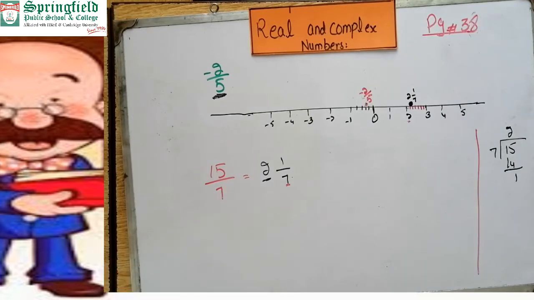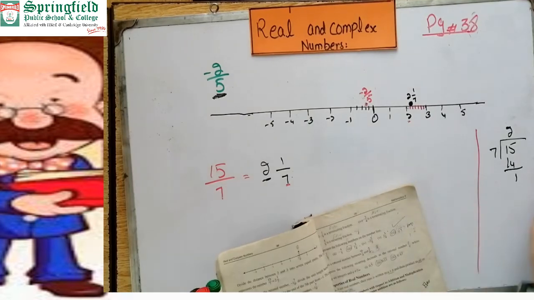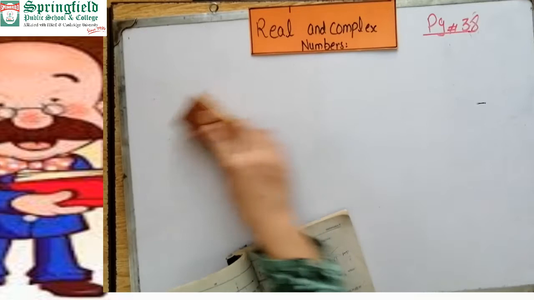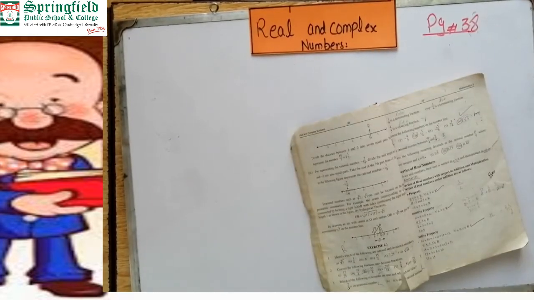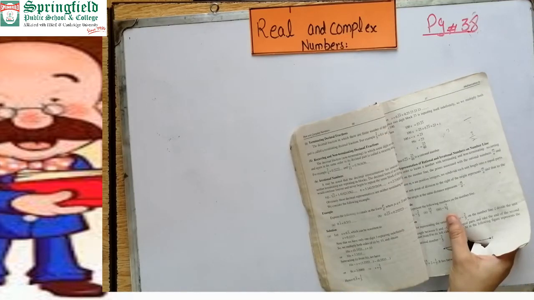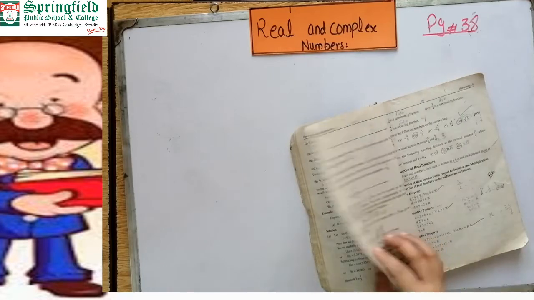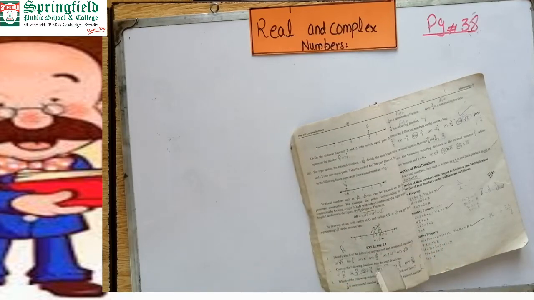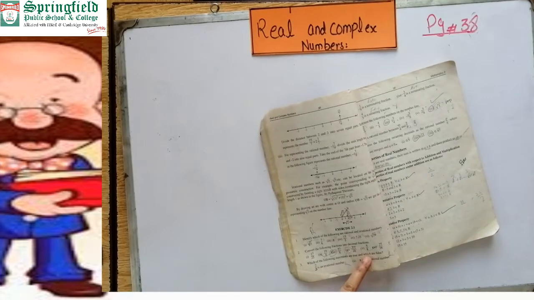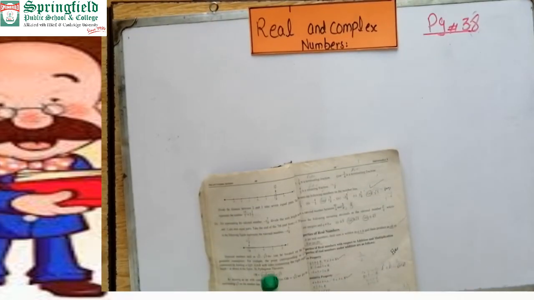Understood, beta? Okay. Now come to the exercise question. And similarly the third part, minus 1 by 7, 1 whole 7 by 9. So how can we represent it on the number line? Fine. Now it's your task. Show on the number line. Now come to exercise 2.1, page number 38.